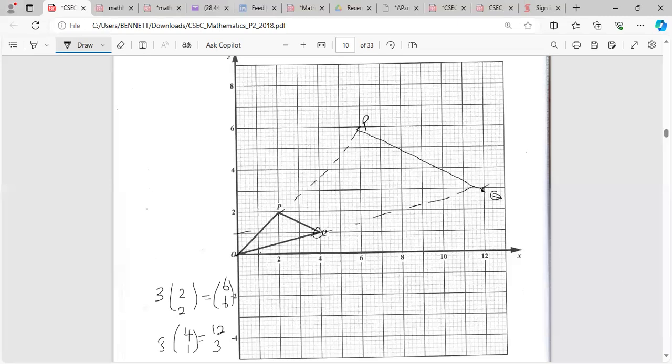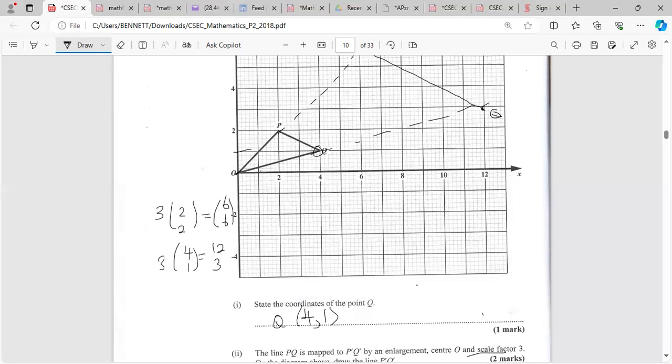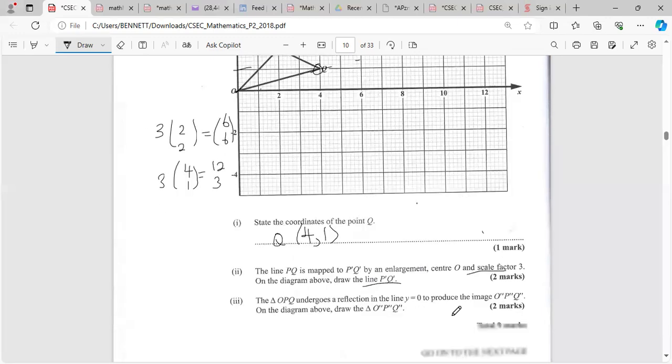Alright, so that's that. Maybe they get too long, guys. Alright, so that would be it. So it's a scale factor. Draw above here. So we draw P prime Q prime, so we get those 2 marks there.